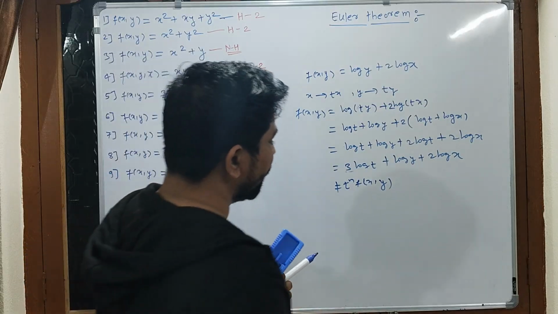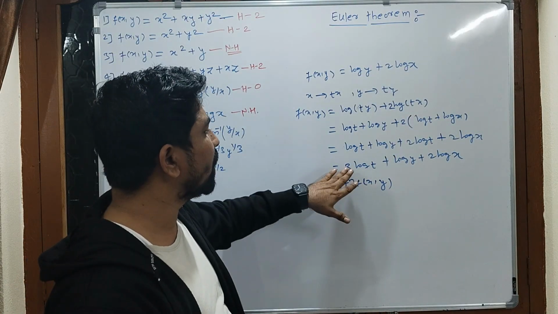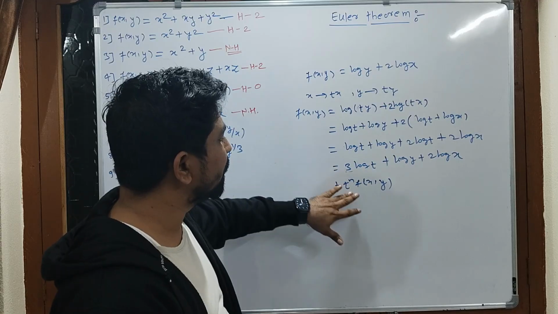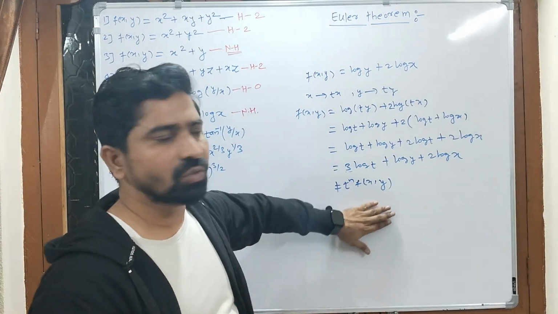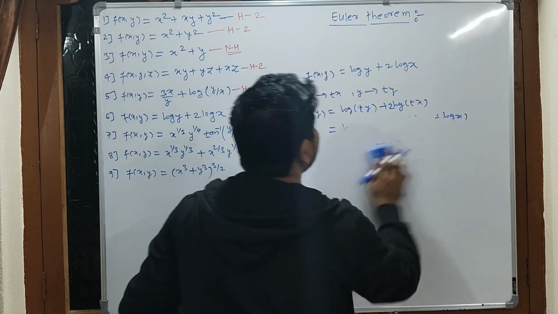We can't write this because of the extra term, 3 times log t. That's why this is not homogeneous. We can't write this function in this form. So now I want to check my example number 7.